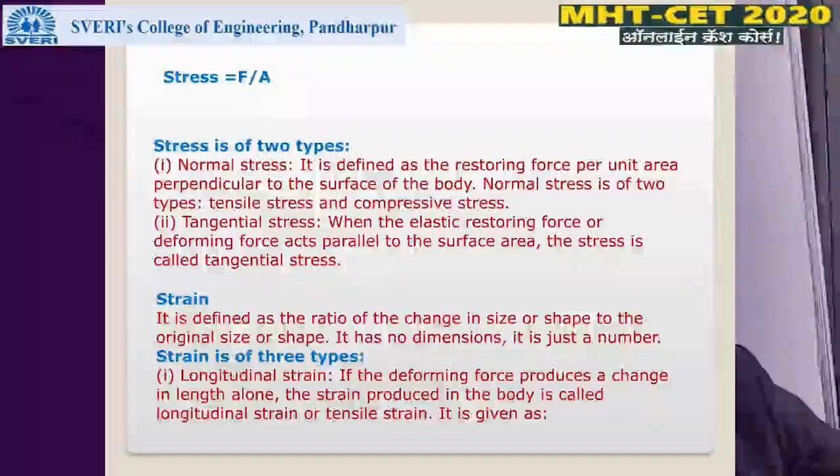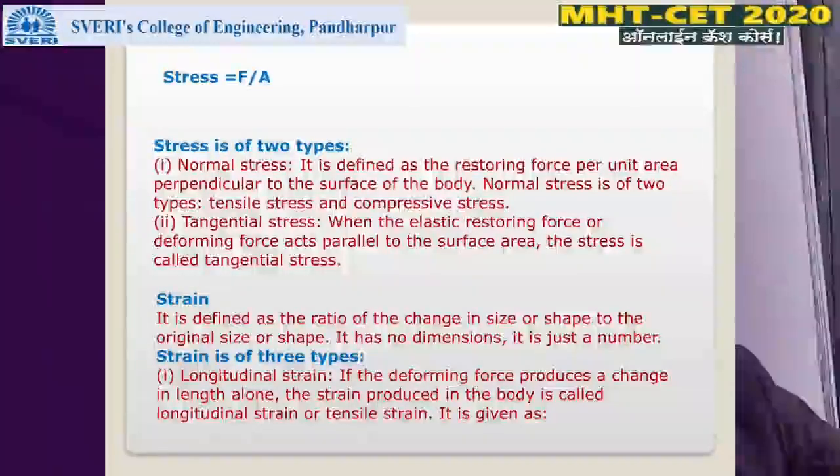Okay, so now let us go one by one to the next point, that is, stress is of two types: normal stress and tangential stress. First, normal stress. It is defined as the restoring force per unit area perpendicular to the surface of the body. Normal stress is of two types: tensile stress and compressive stress.